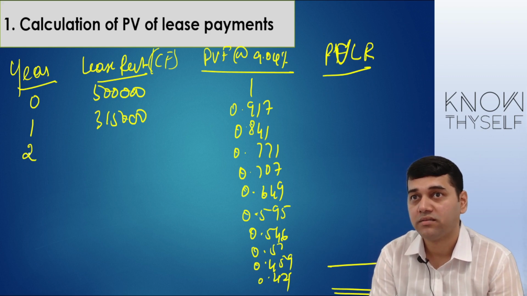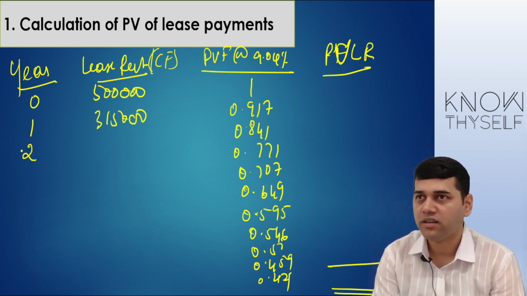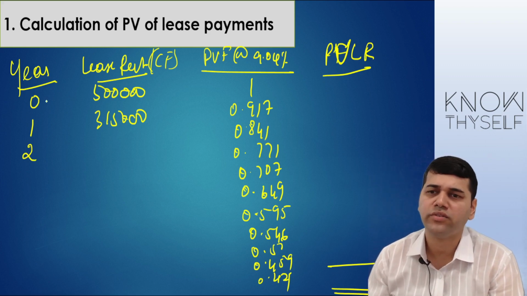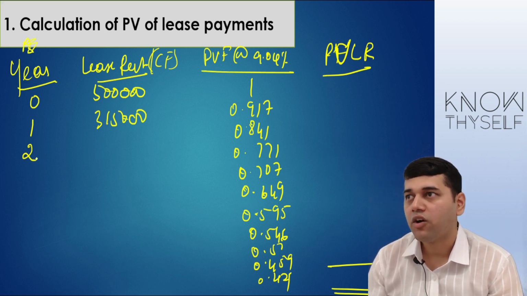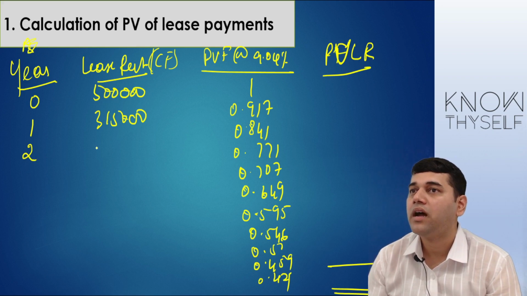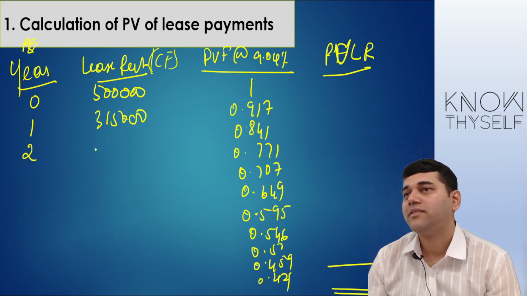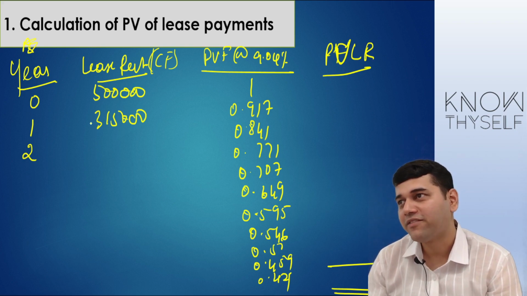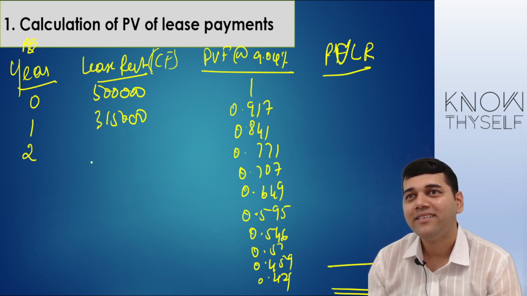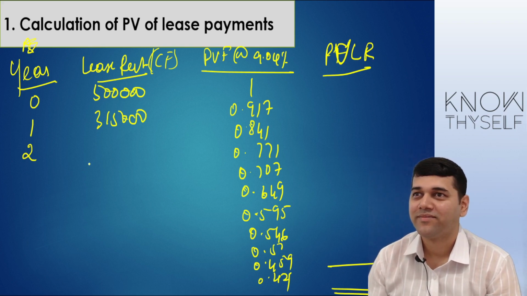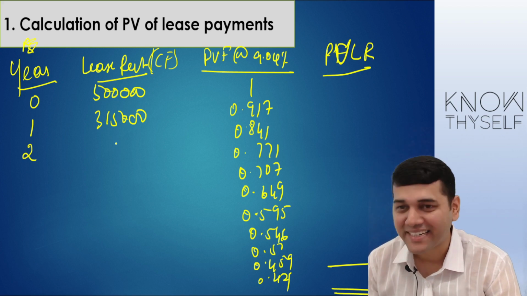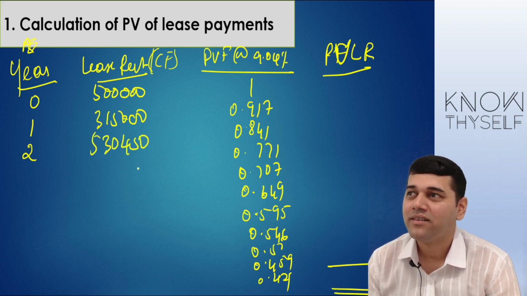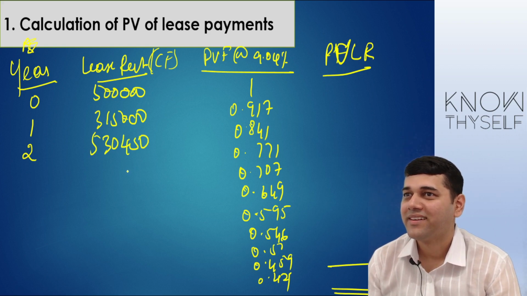Okay, now you tell me at the end of second year, or at the beginning of the third year, because we are taking end of the year factor. Your choice, you decide how to do. Now, at the end of second year or beginning of the third year, what is my lease rent I pay? Now, what we do, from 3 lakh 15, we add 3%. First, we should not do 3 lakh 15. It should be 5 lakh 15 into 3%. So it will be 5 lakh 30, 450.